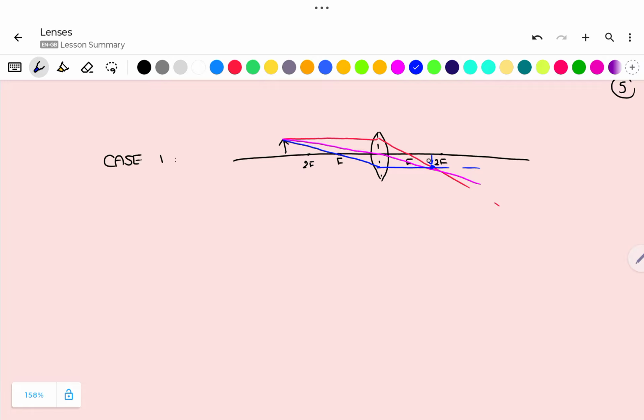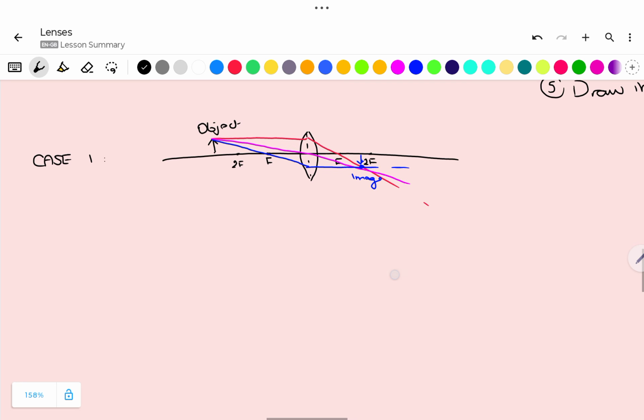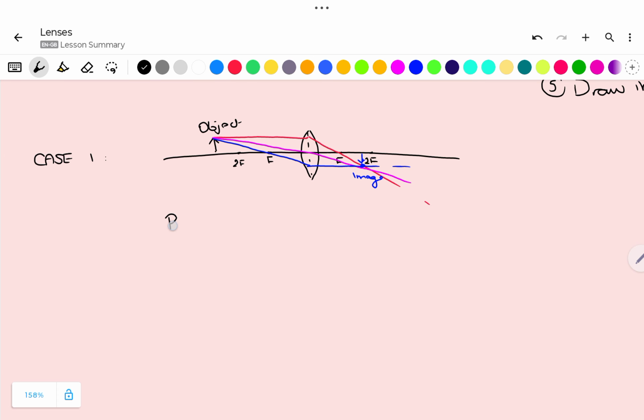Now, when we're drawing the image, which is the new arrow, we have to describe it, we have to explain it in 3 things. This was my object. You have to tell me if it is real or virtual. How will I know? Did the 3 lines meet? Yes. If they met, then it is real. If they don't meet, then it's virtual.